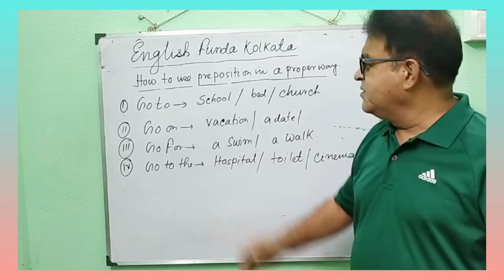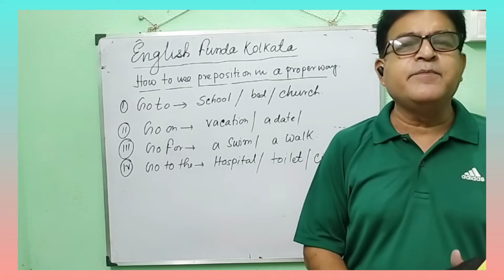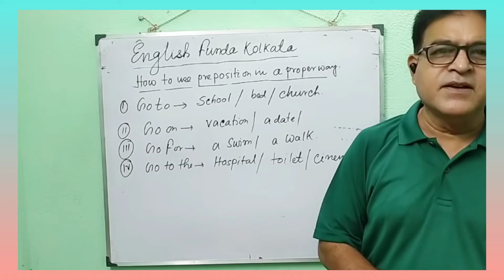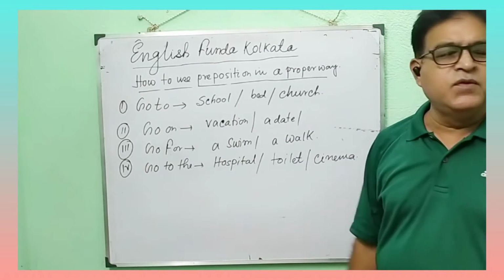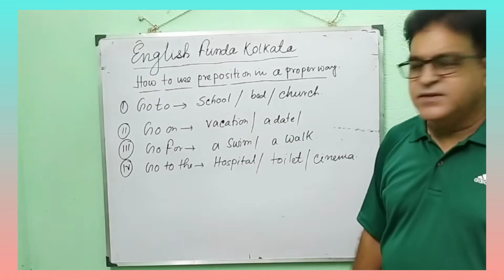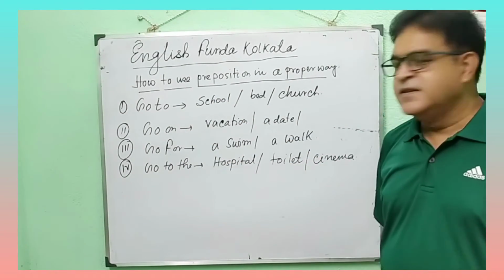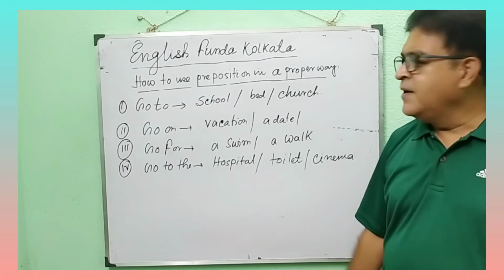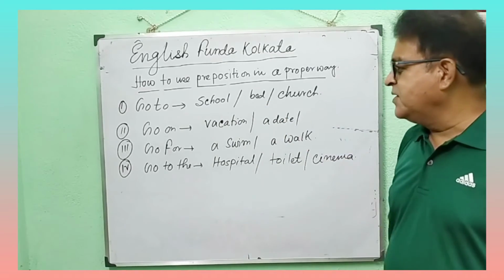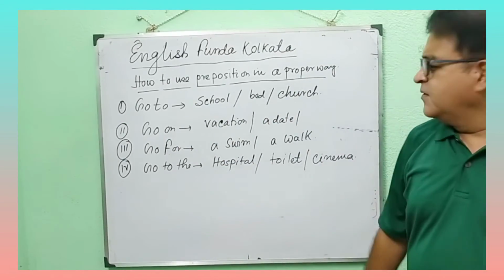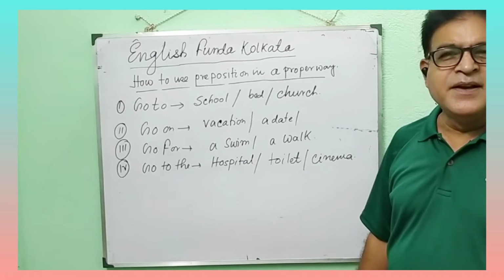Here are some examples of how to use prepositions with go. Go দিয়ে কিভাবে এখানে প্রিপোজিশনটা ব্যবহার করা যেতে পারে। ওকে, go to, I go to school, I go to bed, I go to church. তাহলে go to, this is showing direction. When showing direction, that is to go to market, go to school, go to church. Go on in a particular way. Go on vacation, go on a date, go on a picnic.